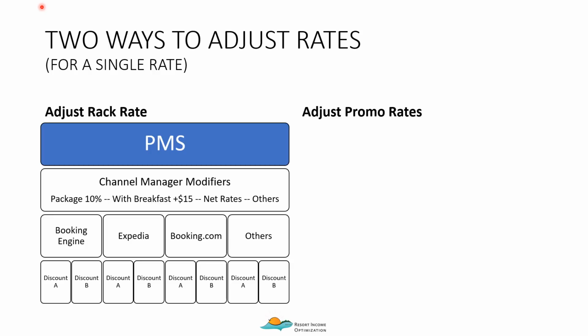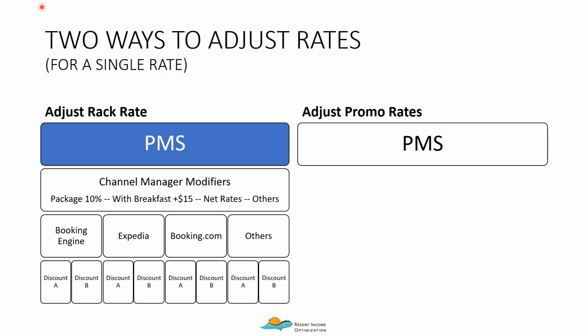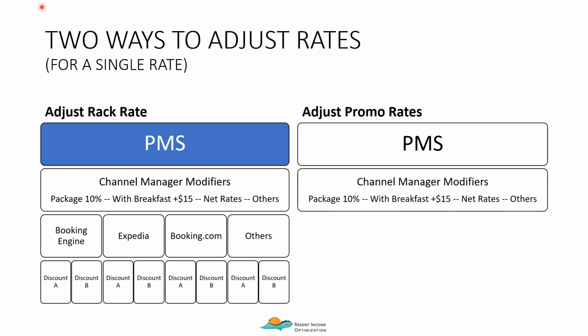Now, the other scenario is you adjust the promotional rates. And in that case, maybe you don't change the PMS rates at all, in other words, the rack rate. And the channel manager makes the same modifiers it always does. And each booking engine receives the same rate from the channel manager. And then you have to go and adjust the discount or the promotion on the booking engine. Maybe you have more than one. You might even have two or three.